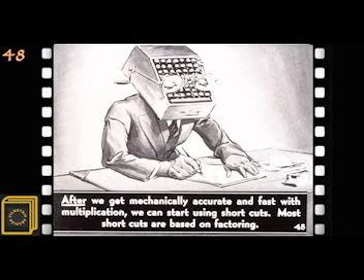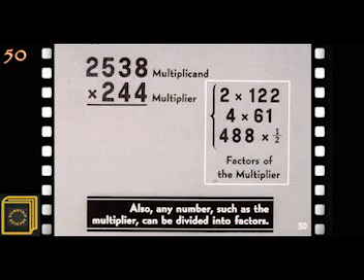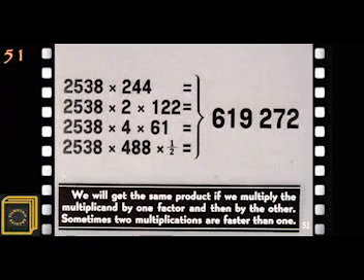After we get mechanically accurate and fast with multiplication, we can start using shortcuts. Most shortcuts are based on factoring. Any two or more numbers that are multiplied together are factors of the product. Also, any number such as the multiplier can be divided into factors. We will get the same product if we multiply the multiplicand by one factor and then by the other. Sometimes the two multiplications are faster than the one.